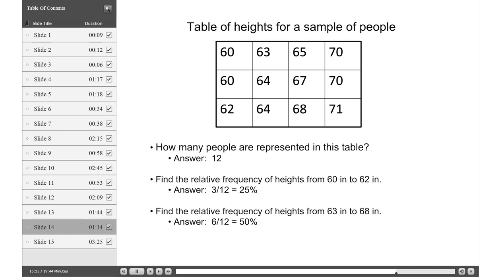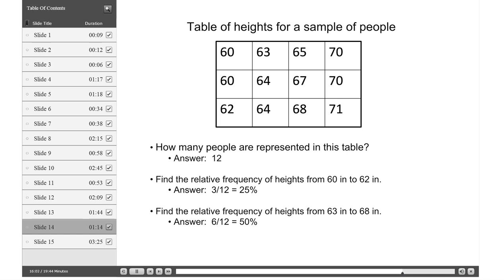And then it says, find the relative frequency of heights from 60 to 62 inches. Now relative frequency really just means percentage. Whenever someone says find the relative frequency of a certain range, they're just saying what percentage of the subjects in your sample are in that range. So you can see that we've got 3 numbers from 60 to 62, and there's 12 total people. Well, 3 divided by 12 is 0.25, or we can express that as a percentage and we get 25%.